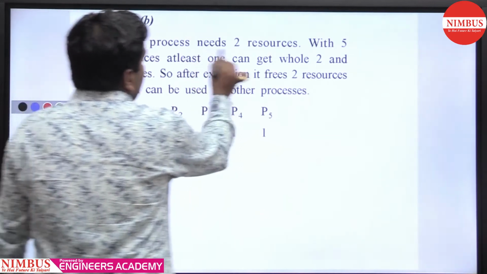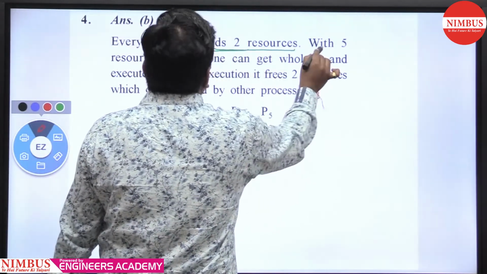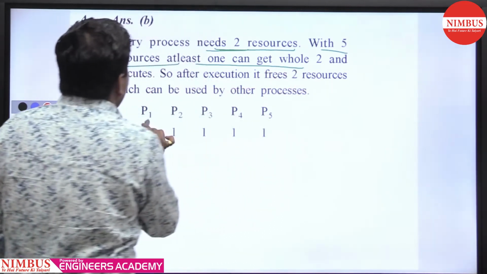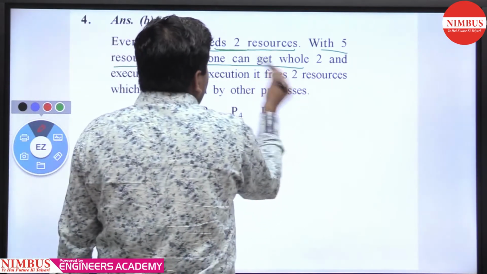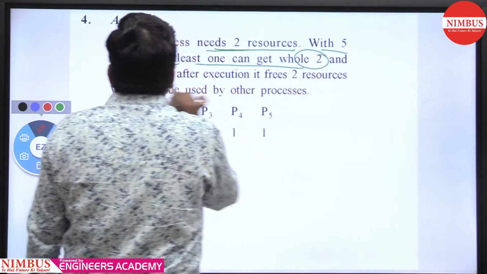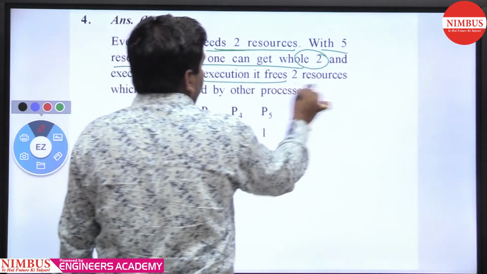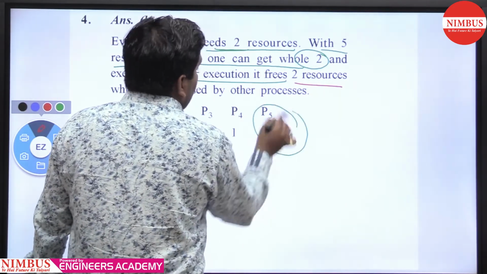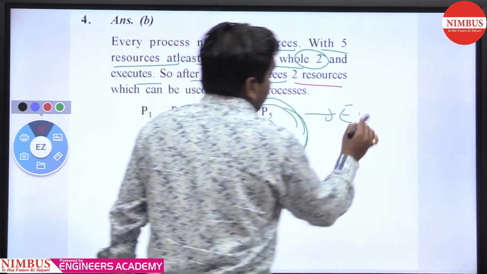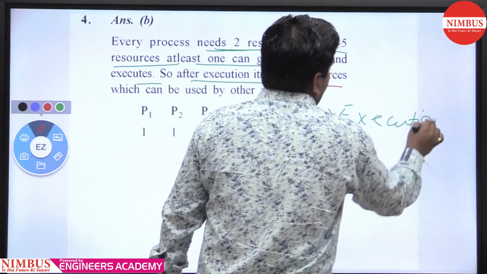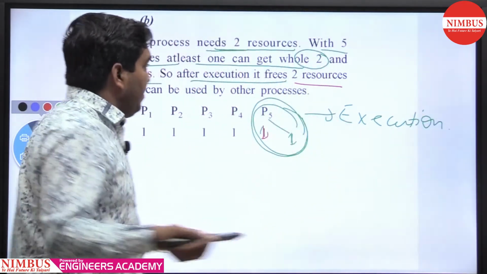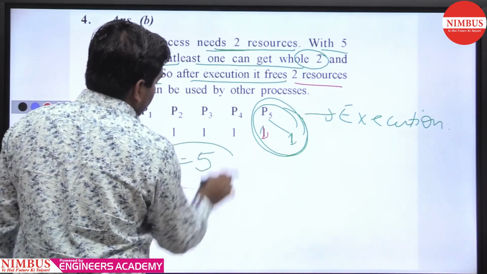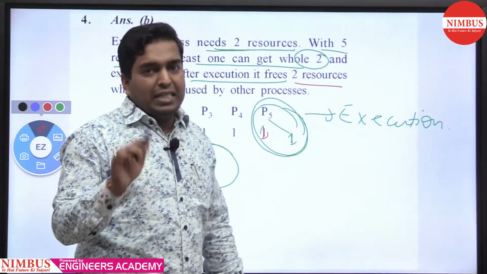Here is the explanation: every process needs 2 resources. With 5 resources, at least one process can get its 2 resources and execute, if we are taking 5 processes. After the execution it frees 2 resources. Let's suppose P6 takes 2 resources and P5 takes 2 resources, and P5 gets into execution, and after the execution it releases the resources to be used by the other processes. So the answer is 5. Clear? Getting my point? Thank you.